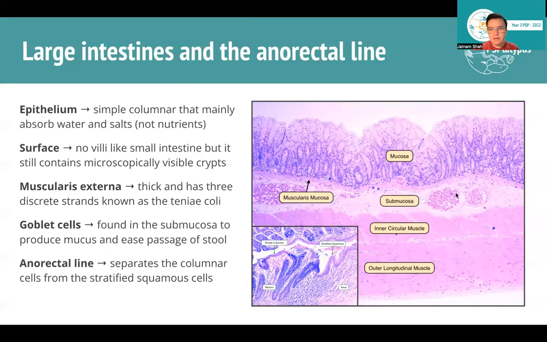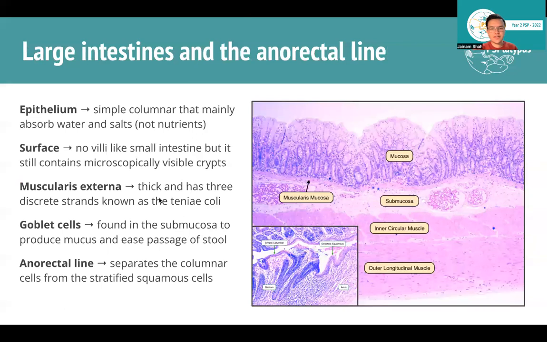Goblet cells, again, similar to before, they just produce mucus to ease the passage of stool. It's more important here because you are absorbing water, right? So your stool is starting to become a lot more hard. You need an easy way to be able to push it past. Otherwise, you're going to get constipation, which is not good.